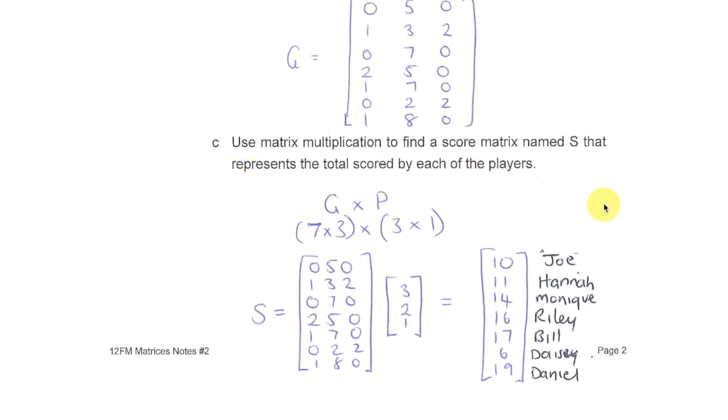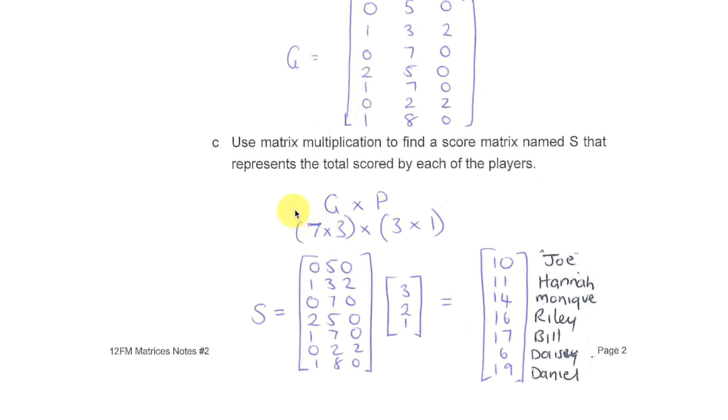C, use matrix multiplication to find a score matrix named S that represents the total scored by each player. So we've got to think about the dimensions of the two matrices that we've got. We've got matrix G, which gives us all the game data, and then we've got matrix P, which gives us the value of each type of shot. Matrix P is a column matrix, so it's 3 rows by 1 column. Matrix G is the game data, and so there's 7 rows of players and then 3 columns that tell us how many of each type of shot that they've made in the game. So it's a 7 by 3 matrix.